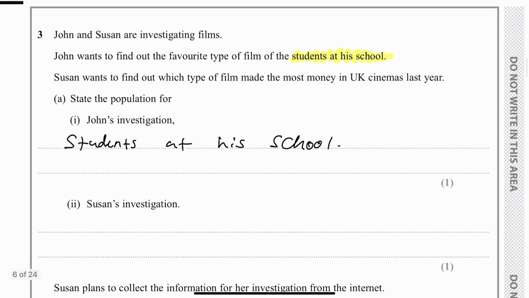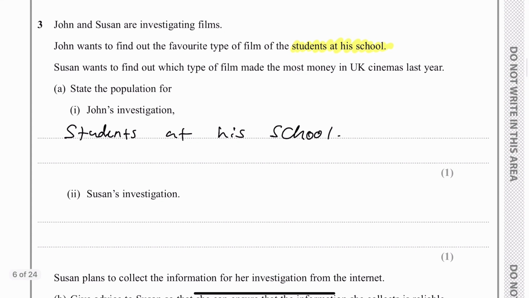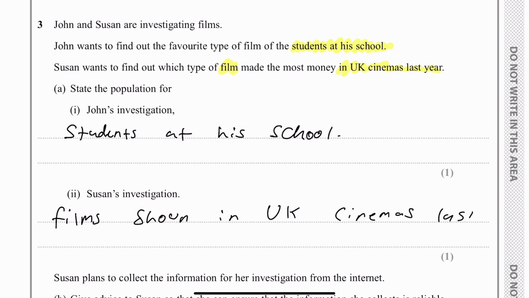And then for Susan, she wants to find out which type of film made the most money in UK cinemas last year. So my population for Susan would be films shown in UK cinemas last year. Cool.